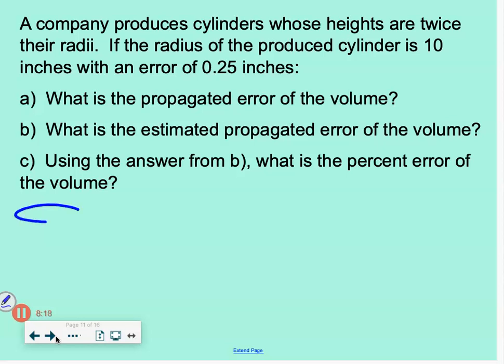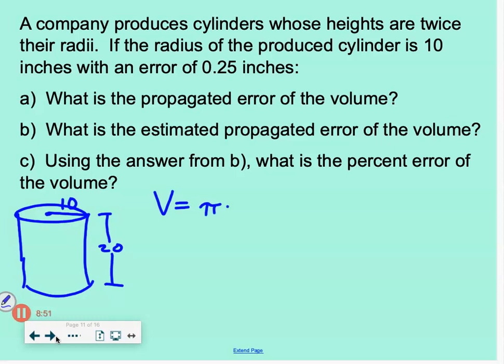All right, so if we have a cylinder, and the radius is supposed to be 10, and the height is supposed to be twice the radius, the height is supposed to be 20. So the first thing you would do is find the volume based on a radius of 10 and a height of 20. What's the volume of a cylinder? Pi r squared h. Everyone take a second, find the volume of the cylinder with the nice numbers.